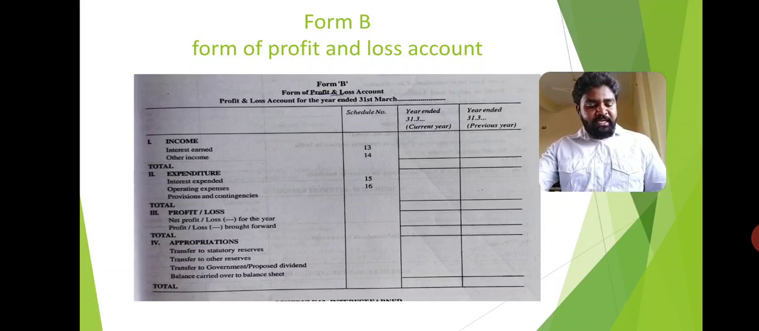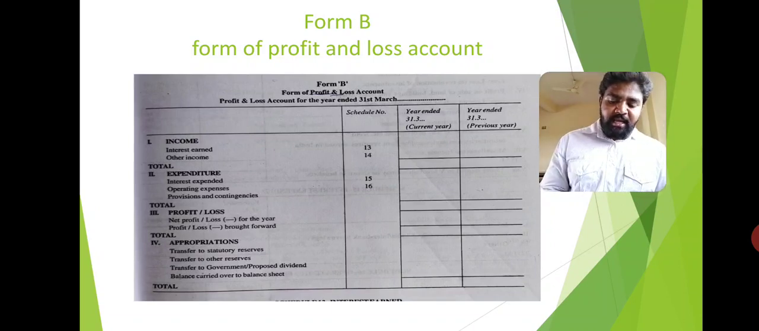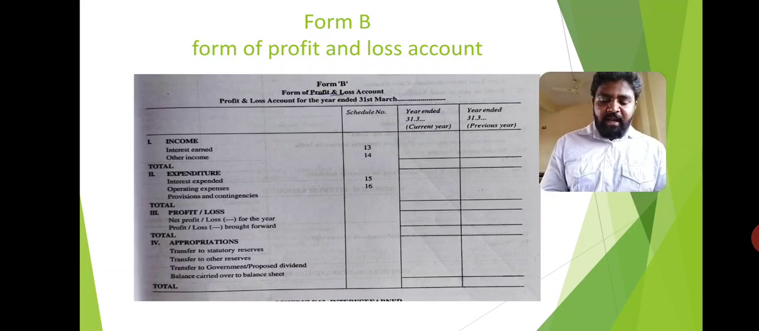Now come to the interest earned. Interest earned includes interest and discount on advances or bills, then income on investments, and interest on balance with the Reserve Bank of India and other inter-bank funds.